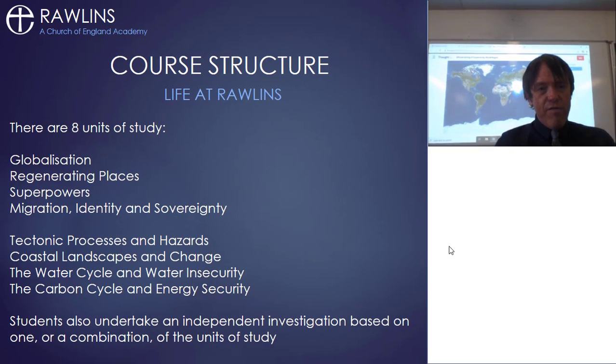The A-level itself comprises 8 units of study, 4 of them physical geography units, 4 of them human geography units. You'll be familiar with some of the themes from your GCSE in geography. For example, we study globalisation, we look at the issues of migration, but there will also be some new topics that you'll be able to get your head around, such as our very popular unit in Year 13 on superpowers. We look at how power changes around the world and which nations are the most powerful nations and how this might be likely to change in the future.